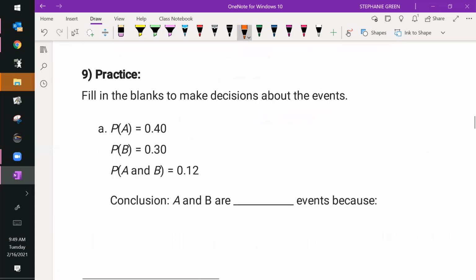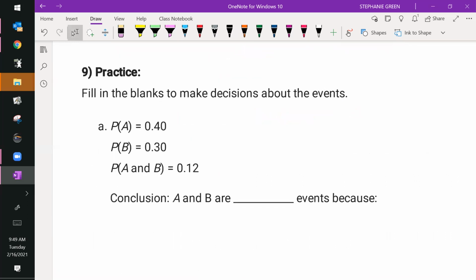Now, what if we want to use this the other way around? Now we're trying to determine, are these events A and B independent? It doesn't tell us, are they independent? If events A and B are independent, then the probability of their intersection should be equal to the individual probabilities multiplied together. Are they? Is 0.12 equal to 0.4 times 0.3? Yes, it is. So events A and B are independent because the probability of A and B is equal to the probability of A times the probability of B.